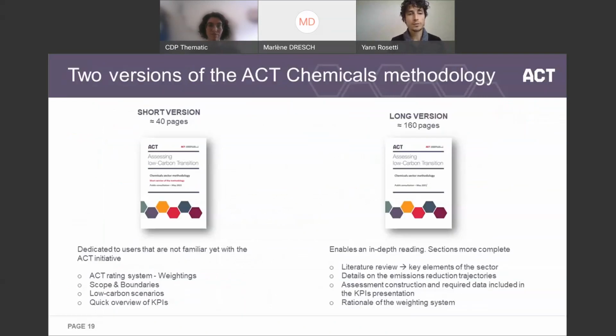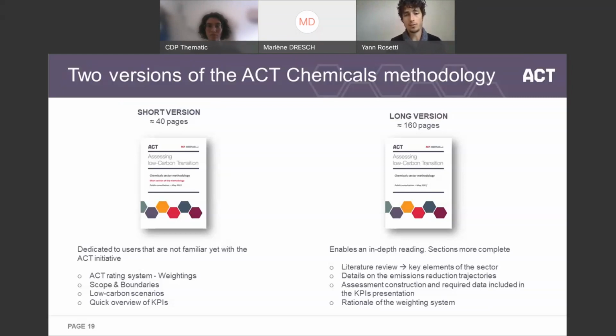The last thing, we have two versions of the ACT chemicals methodology that will be available on the ScribeHub platform. This is quite new. So you'll first find a short version, which should be around 40 pages. This short version is dedicated to users that are not familiar yet with the ACT initiative, in which you will find the ACT rating system and the weightings, the scope and boundaries part, a quick presentation of the low carbon scenarios, and a quick overview also of the key performance indicators. But it's really, let's say, a summary of it.